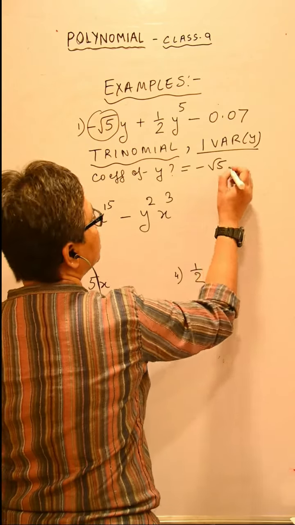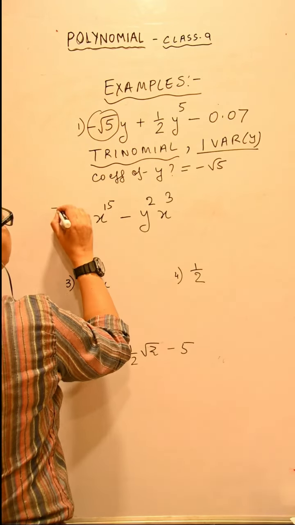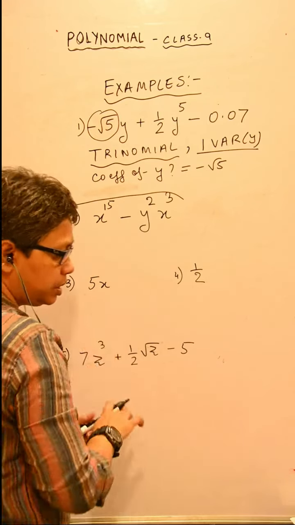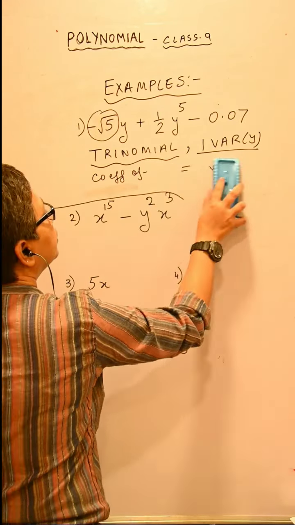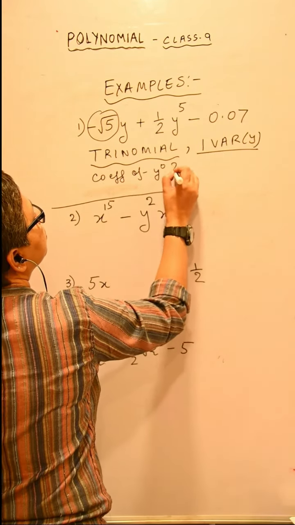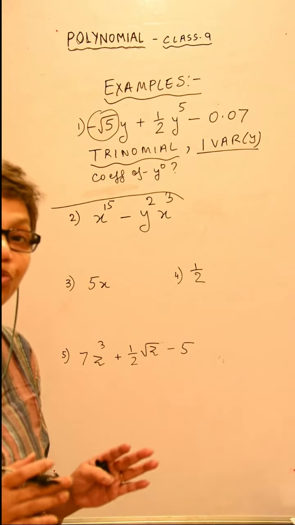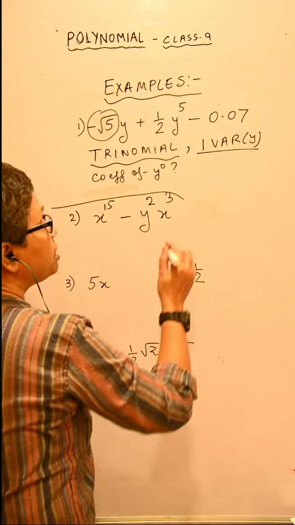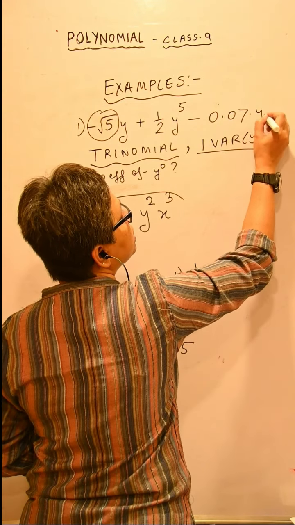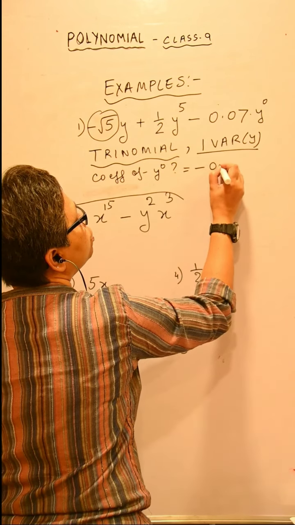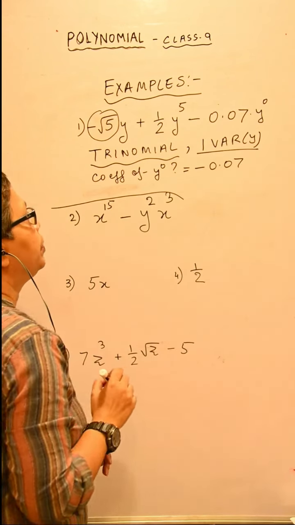So if somebody asks you, what is the coefficient of, say, y to the power 0? Let me write it here only. What is the coefficient of y to the power 0? Here you can see there is no y to the power 0, but the constant term I can imagine as y to the power 0. So in this case, the answer is minus 0.07.